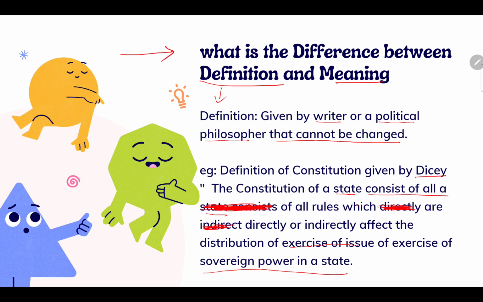So Dicey says the constitution of a state consists of all rules which directly or indirectly affect the distribution or exercise of the sovereign power of the state. This is the definition given by Dicey, so it cannot be changed. The definition should be written exactly whenever we quote it.